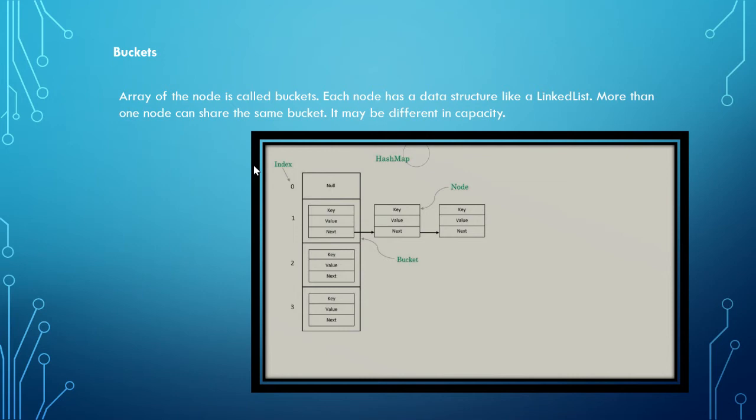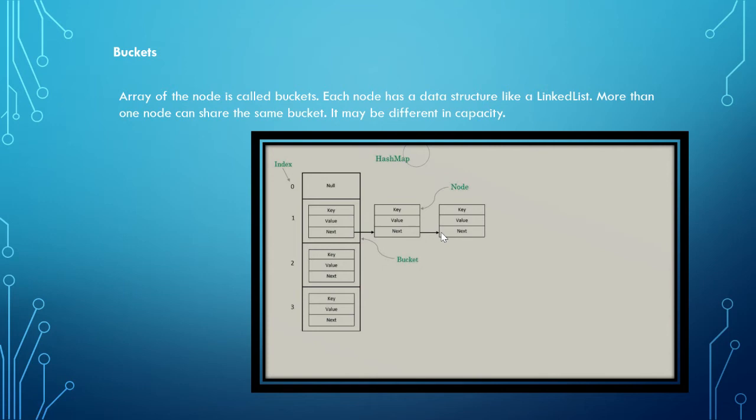Now the bucket. The bucket is the area of the node. Each bucket has a data structure like a linked list, and more than one node can be in the same bucket. So HashMap stores all the elements as nodes, and each node has a key, a value, and the next node. It is possible that more than one element is stored at the same index. Storing both keys at the same index is a hash collision, and the second node is linked using the linked list.